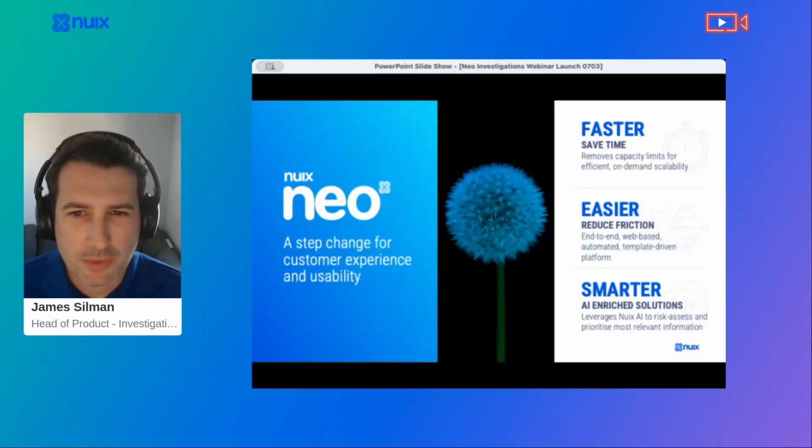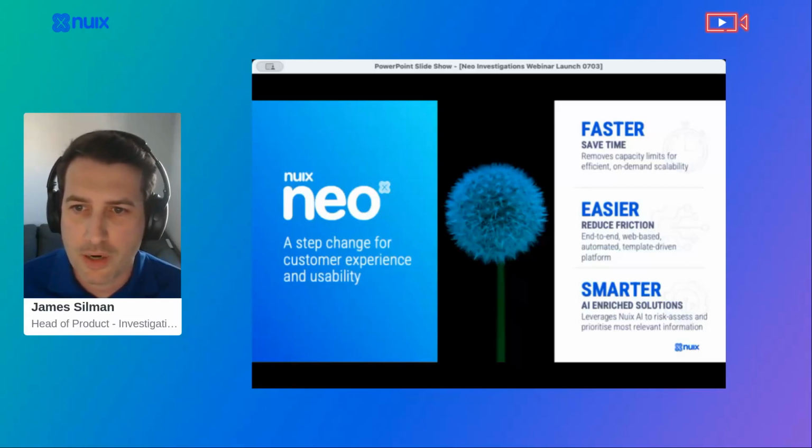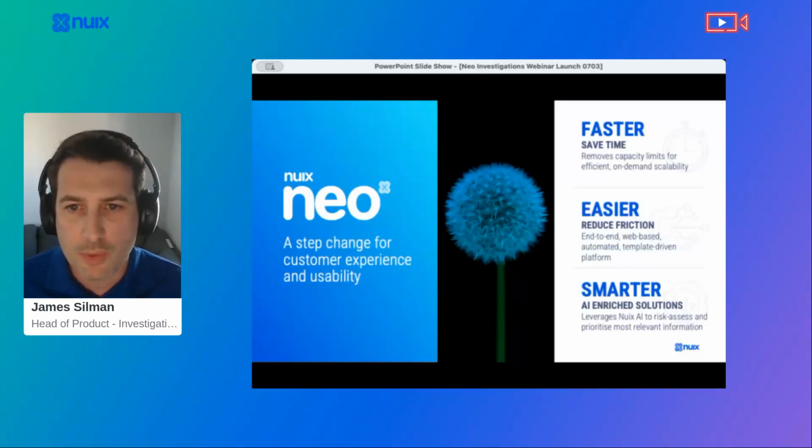So when we say faster, what do we really mean by that? Customers today are limited by the number of workers they have. This causes constant trade-offs in priority and reduced delivery times. With Nuix Neo, we've eliminated this restriction with unlimited workers, so you can now process more data faster, reducing time to results. Additionally, manual workflows.